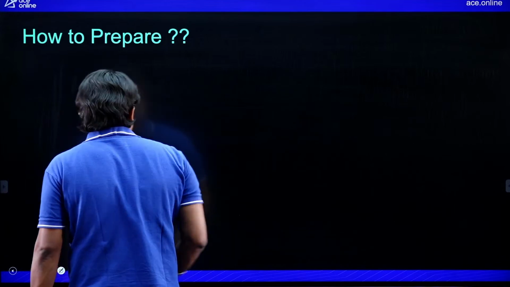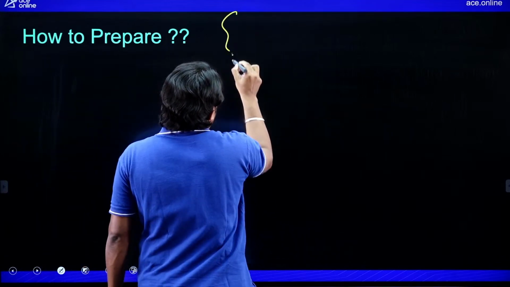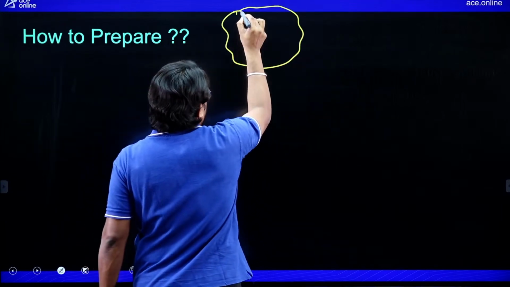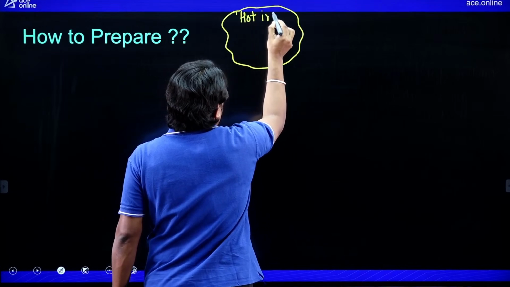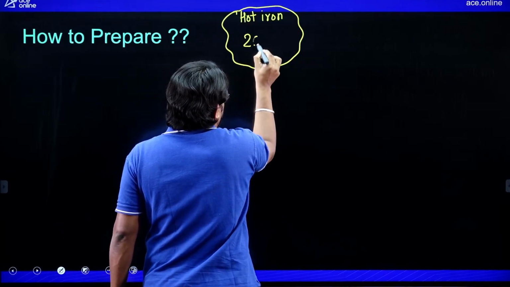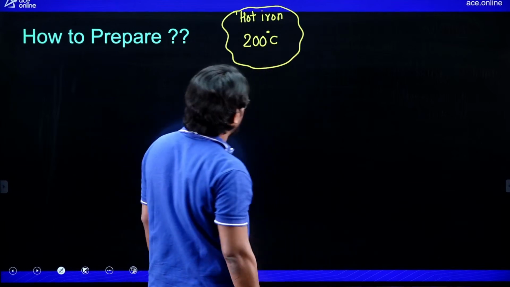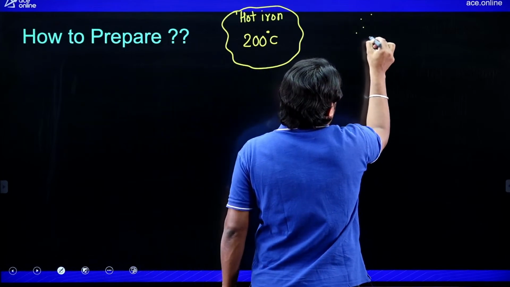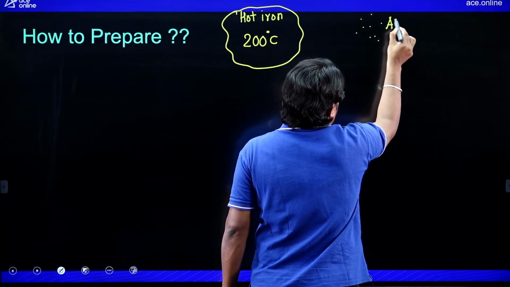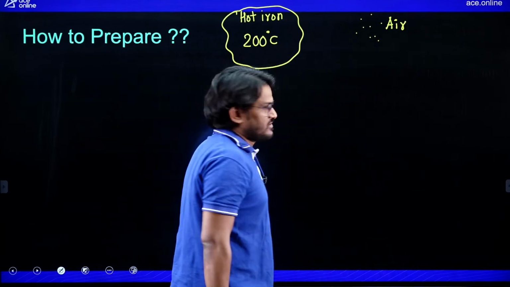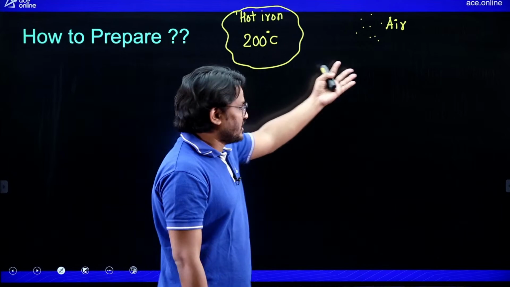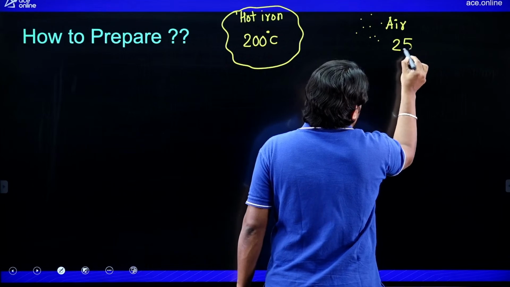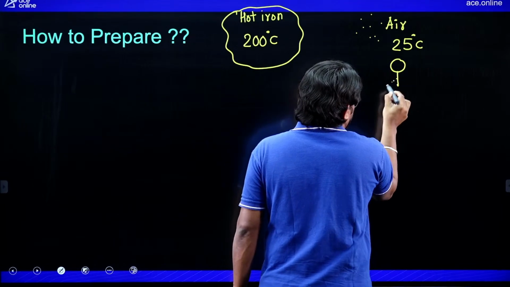Now, let us imagine this is a hot iron. This is a hot iron, and it has a temperature of 200 degrees Celsius. And now this is air. Currently you are living in that air. Roughly, let us say this is 25 degrees Celsius and you are standing here.